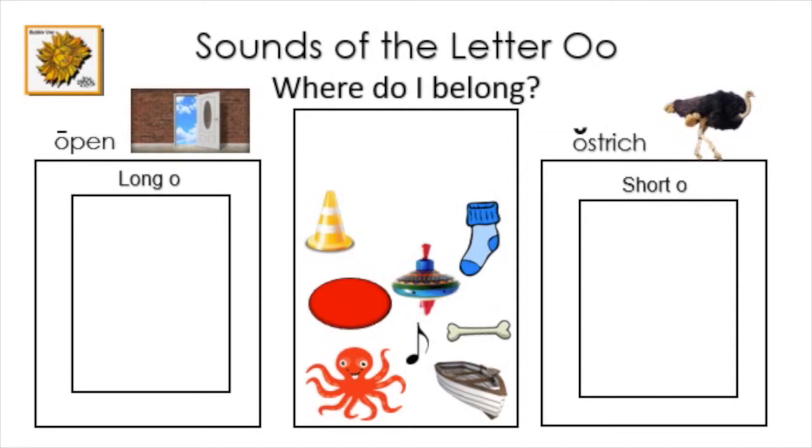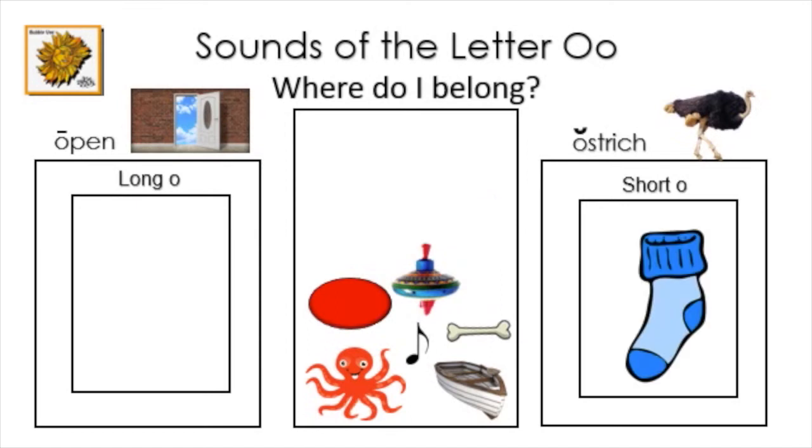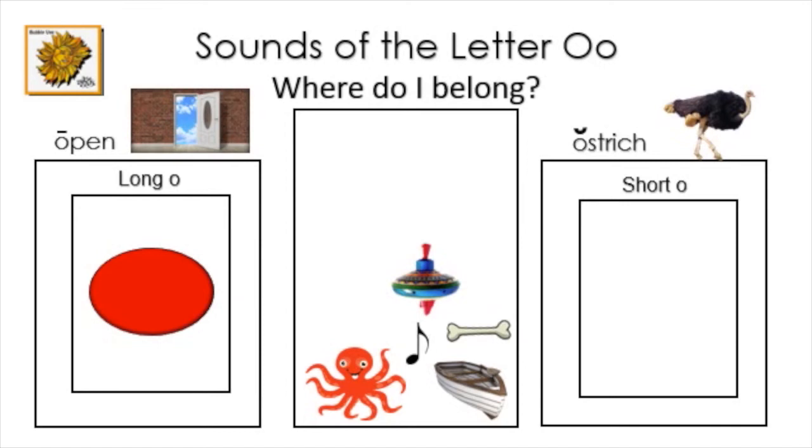Let's look at cone. Cone belongs in the O box. Very good. What about sock? Does sock belong in the O or the Ah box? The Ah box. Very good. What about oval? O or Ah? The answer is O. Wonderful.